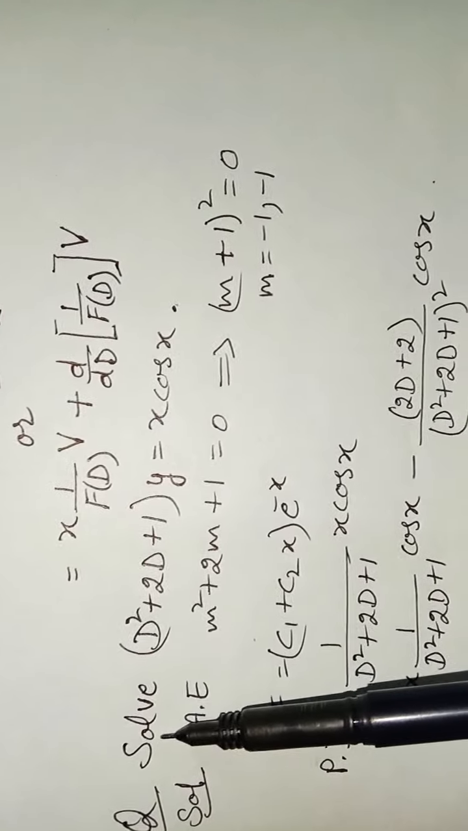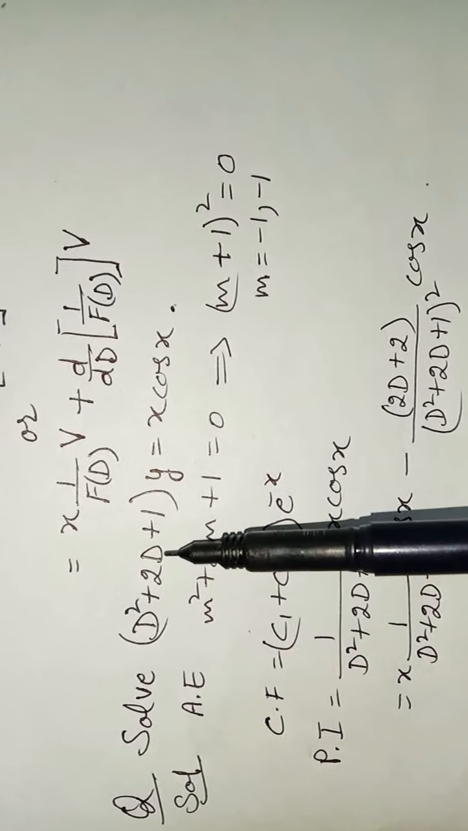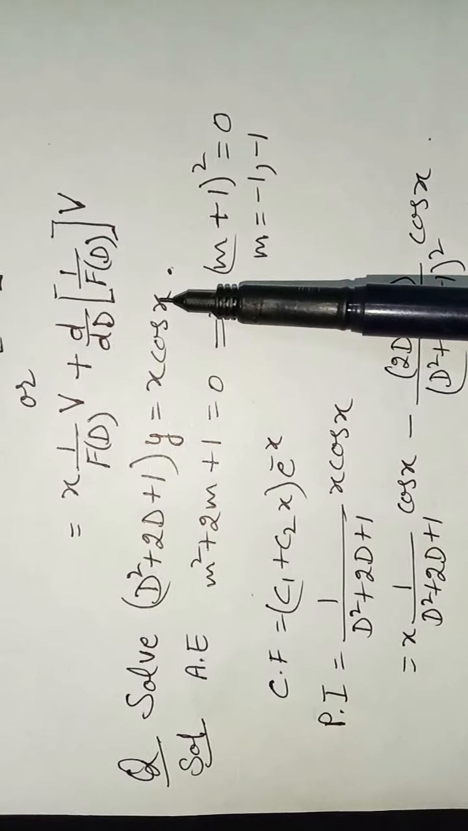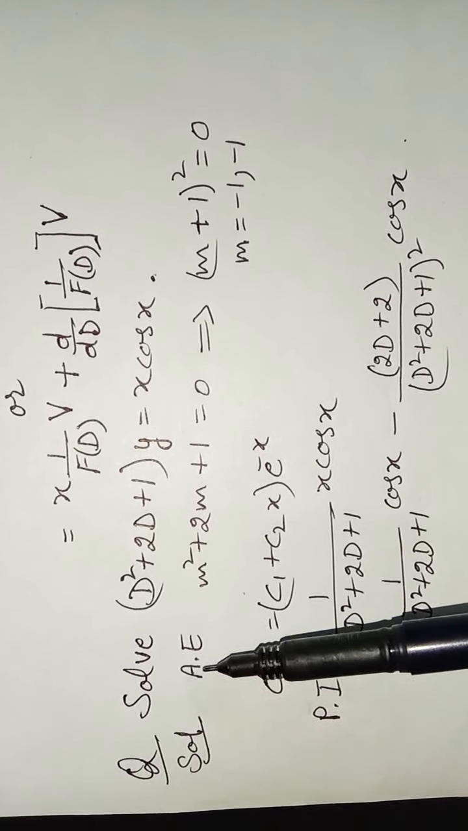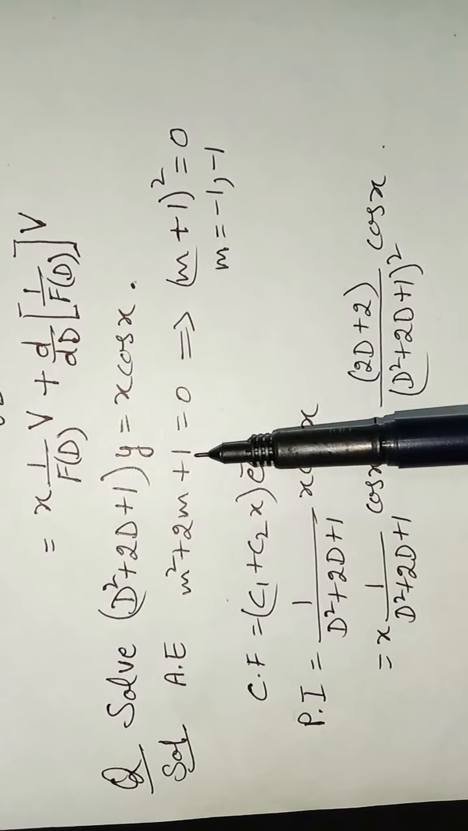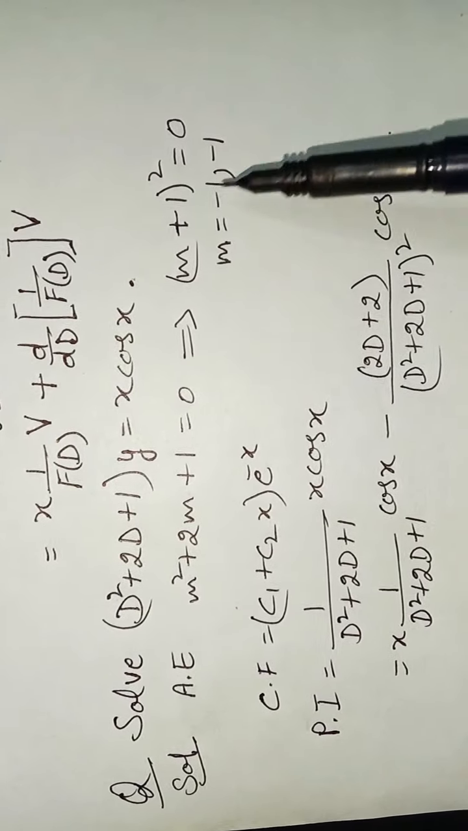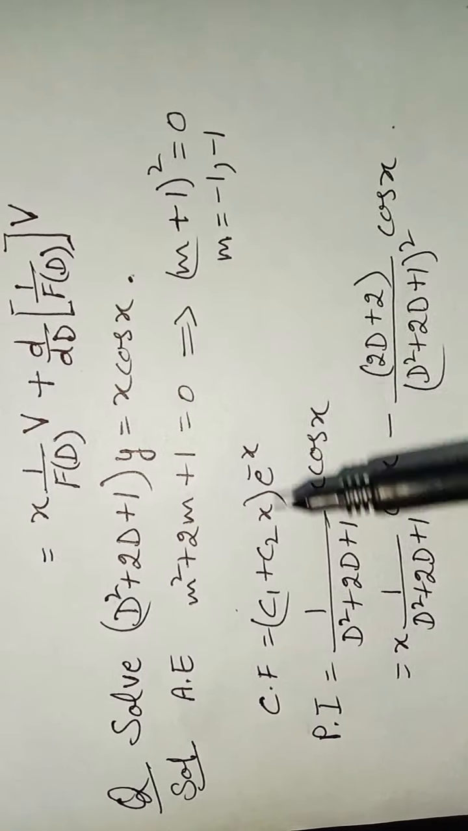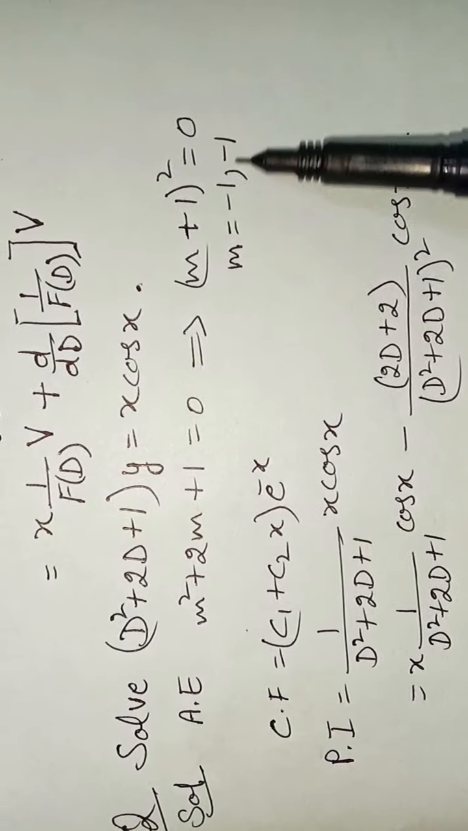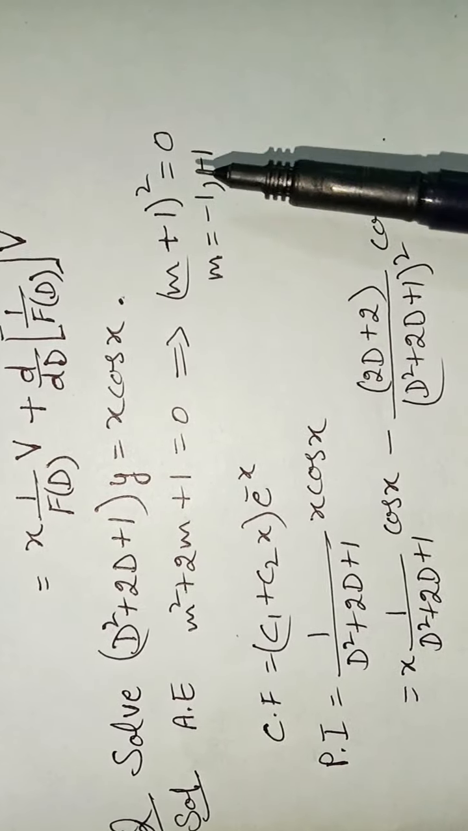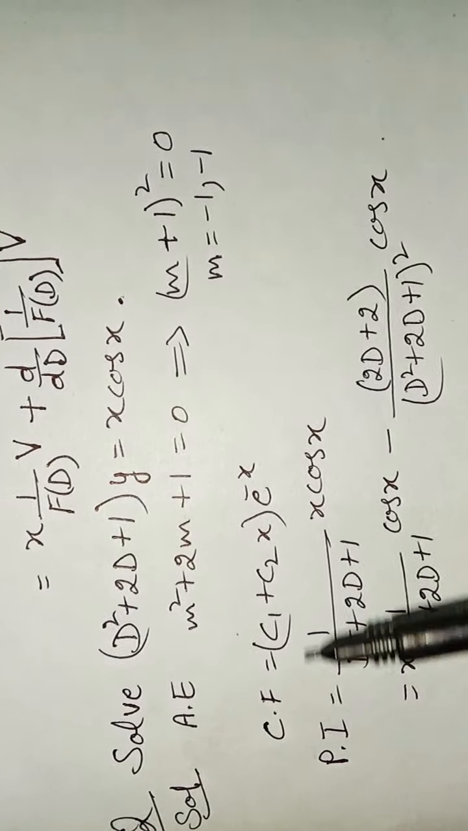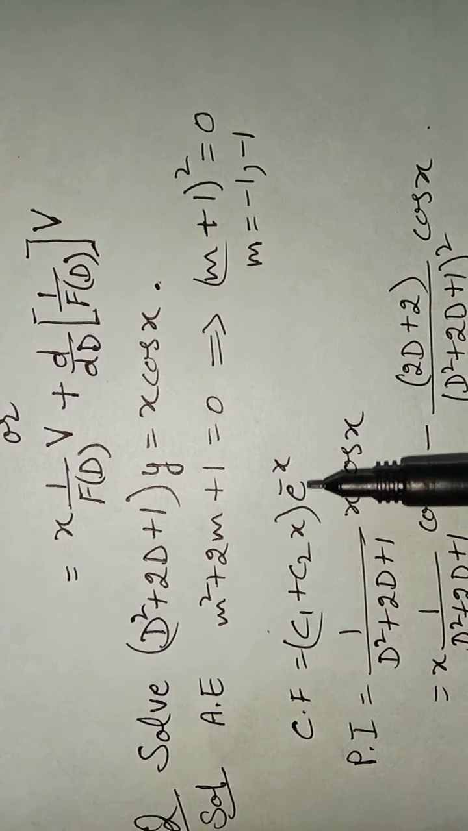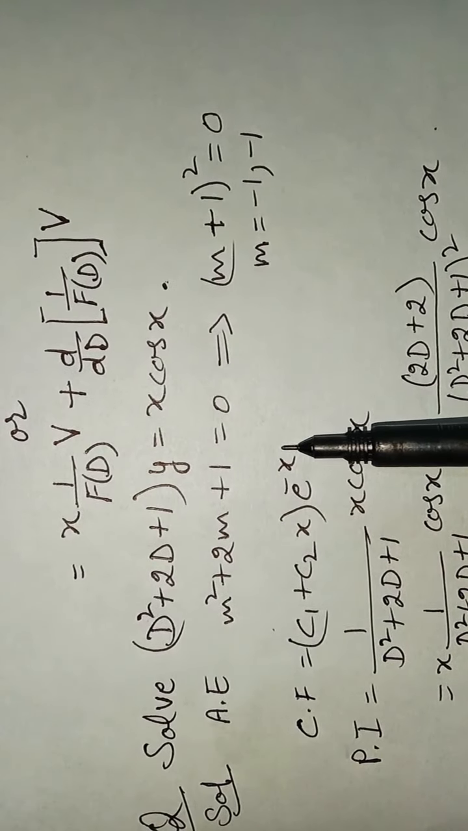So we take a question: solve D square plus 2D plus 1 operating on y is equal to x cos x. As usual first we write the auxiliary equation, and this auxiliary equation will give you two values of m, minus 1 and minus 1, so these two values are real and equal. Corresponding to these two values we have the complementary function as (c1 plus c2 x) multiplied by e raised to the power minus x.